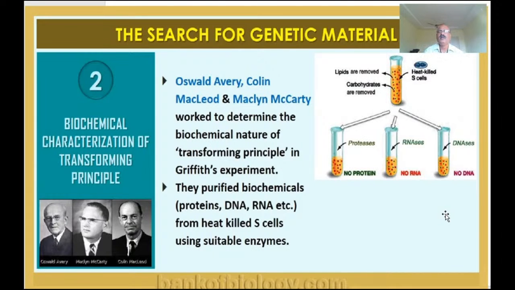You see, protease is an enzyme, so proteins will be digested. RNase is an enzyme that digests RNA. DNase is an enzyme that digests DNA. That means when protease is used, protein disappears. When RNase is used, RNA disappears. When DNase is used, DNA disappears.